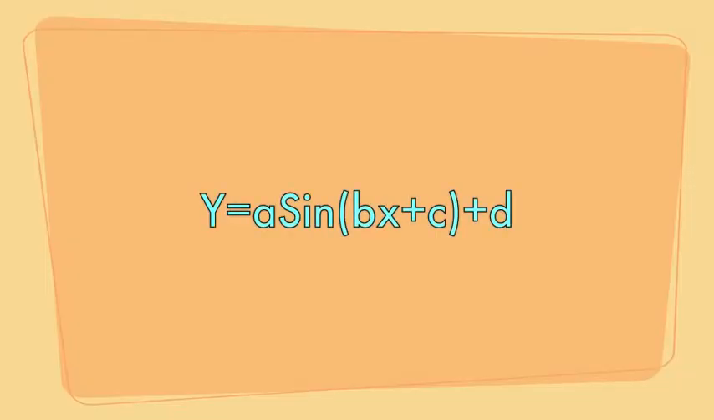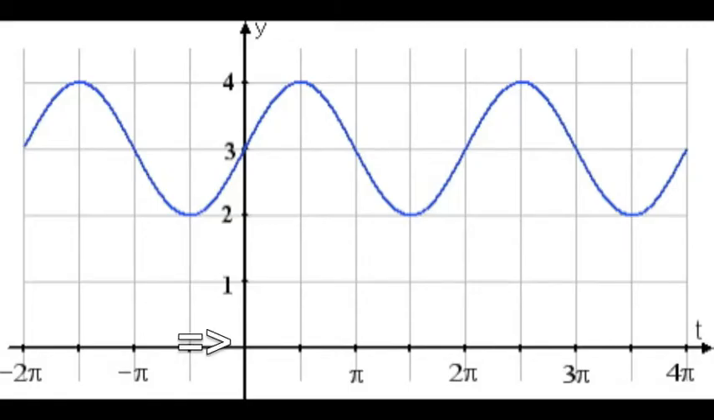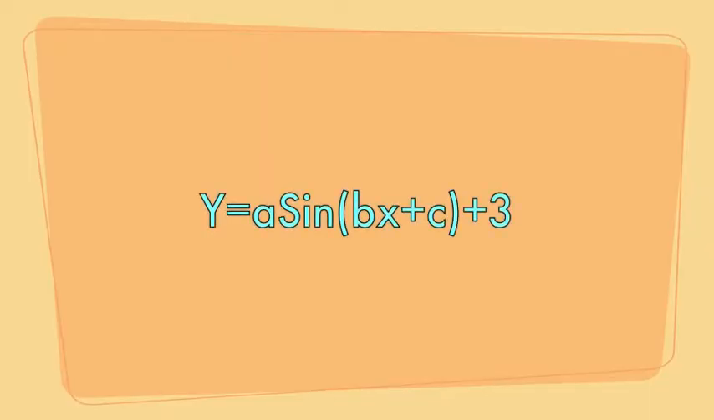The d in y equals a sine(bx plus c) plus d means the elevation. You would think that the elevation would be the highest point, so in this graph it would be 4. Well, you'd be wrong! Most sine waves typically start down here at the origin, but this one starts up here at 3, so the elevation would be 3. Cool, so now we have the first part of our equation.